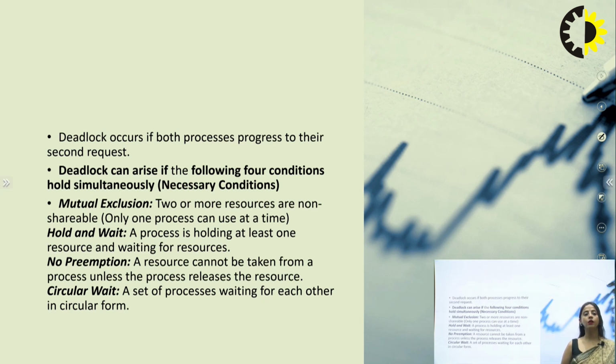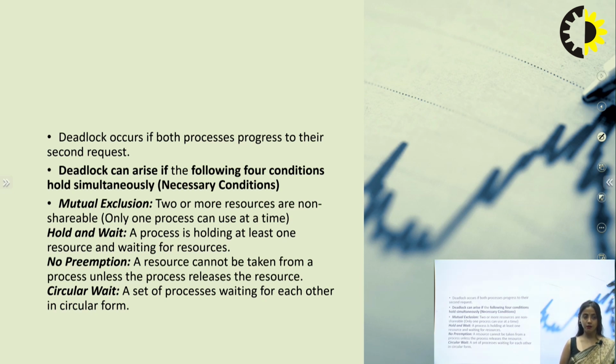For a deadlock to happen, these 4 conditions need to be satisfied, and this is a very important question from the exam point of view. The first one is mutual exclusion. 2 or more resources are non-shareable. Only one process can use a resource at a time.